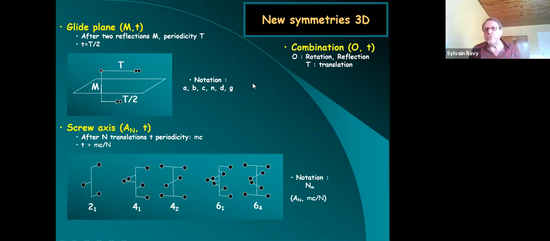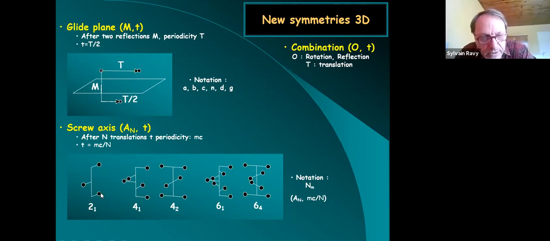And so we have two new symmetries in 3D due to the combination of translation and rotation or reflection. The first one is what we just saw, the glide plane. It's a combination of mirror symmetry and a periodicity, so half a periodicity, actually. For example, start from this point, you do the mirror, and you translate by T over 2, and then you do the same, and you translate by T over 2, and you get the translation here.